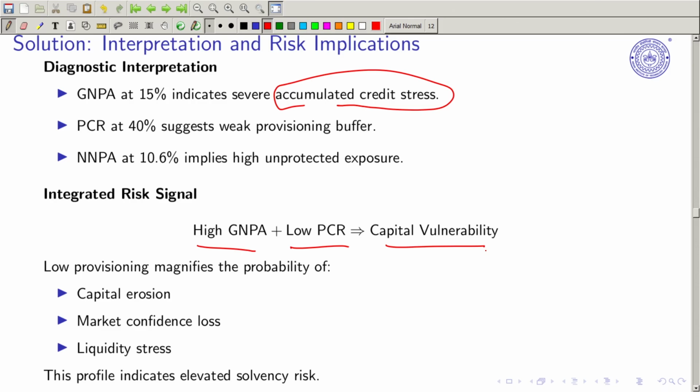Here you have the weak provisioning buffer, and low provisioning is an indication that it is going for capital erosion. Second, once that comes out, there will be loss of market confidence and liquidity stress. This could also be linked with some of the Indian cases that we saw, in the case of Yes Bank and others. So high GNPA, low PCR talks about capital vulnerability, because you have high GNPA but low provisioning also, so you have a high probability of capital erosion. So this all indicates the solvency risk of the bank.